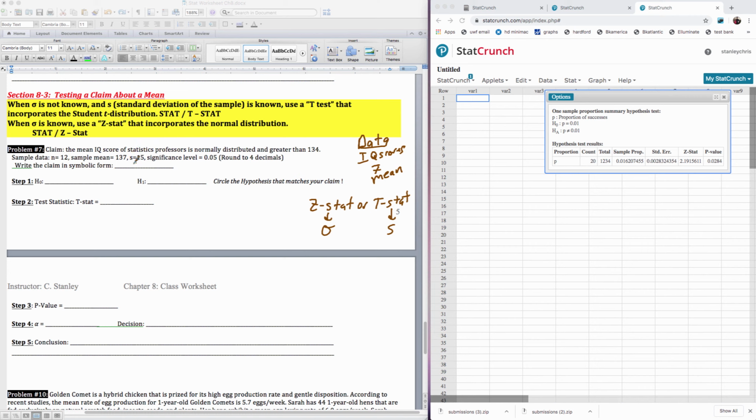Okay, so what's the claim? The claim is that mu is greater than 134. And anytime you have a greater than here, it's going to show up in your alternative, which is H1.